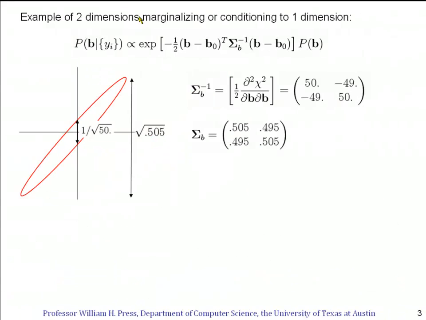Here's an example in just 2 dimensions that might make this all a little bit clearer. Suppose that the Hessian matrix, after multiplying by a half, came out to be these numbers: 50s on the diagonal and minus 49s. Of course, it's a symmetric matrix, so there's really just one number here, minus 49 on the off diagonal. I've cooked that up just for this example. So that would be the inverse of the covariance matrix of these 2 parameters in the 2-dimensional B. And if I take that matrix inverse, I can get what the covariance matrix is, and it turns out to be numerically about 0.505 on the diagonals and about 0.495 on the off diagonals.